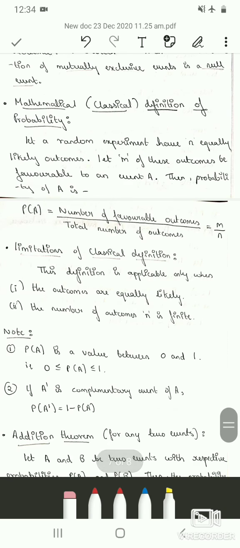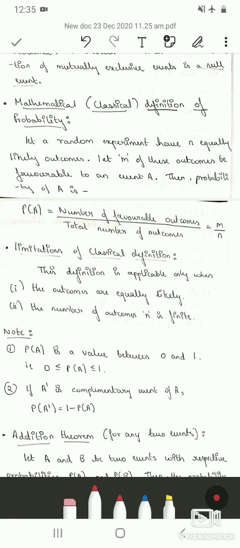So this is an important definition, that is the mathematical or classical definition of probability. Whenever in the exam they ask the question "define probability," you can write this definition, or they may even ask "define the classical definition of probability" or "define the mathematical definition of probability." So let us see what this definition is.